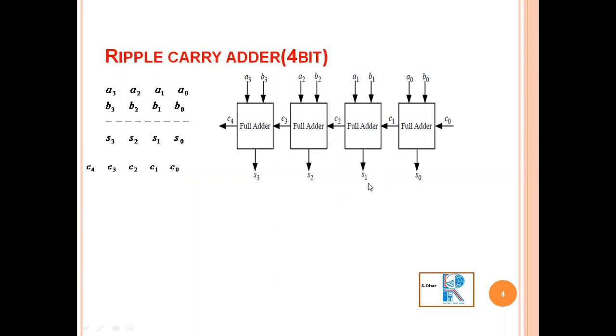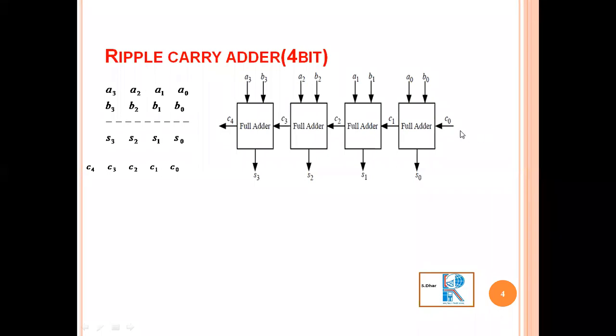After getting S1, what will happen? After 2 gate delays, we will get C2 here. Now C2 will add with A2 and B2, and the output will be S2 and C3. C3 will go here and add with A3 and B3, and the output will be S3 and the final carry C4. This is the final carry for this summation.